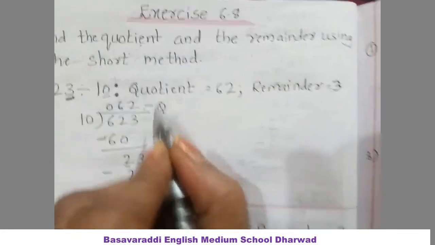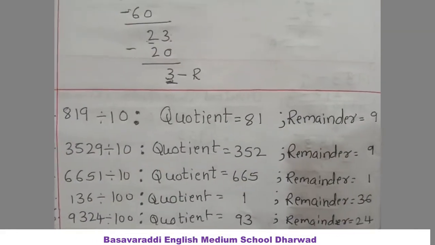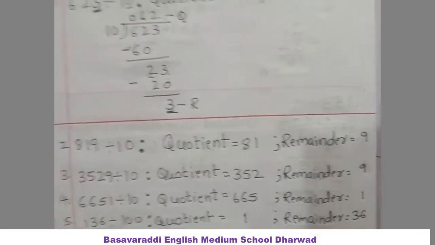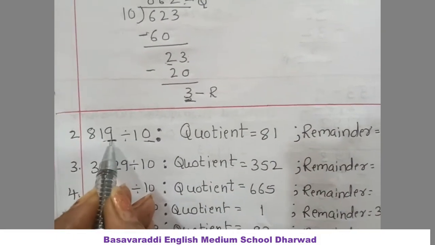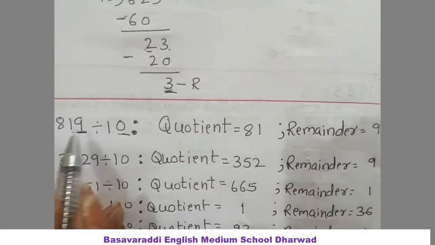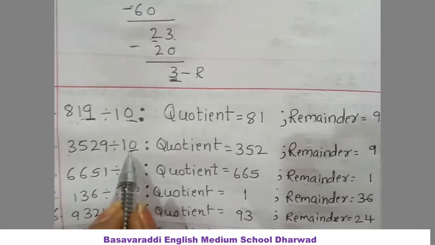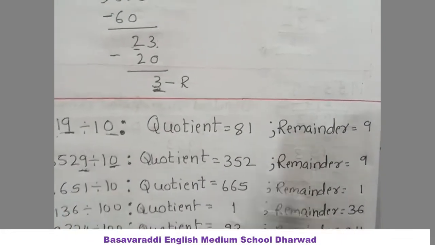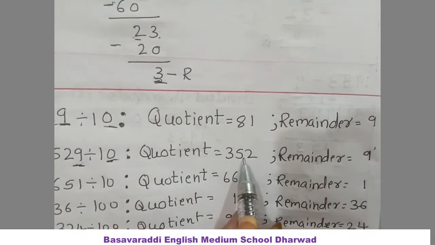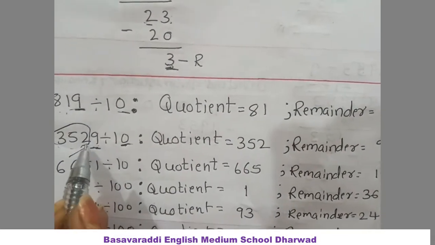Again the same: 819 divided by 10. See, here 1 0 is there. So the 1's place, 9, is the remainder, and the quotient is 81. Same with 3529: the 1's place is 9, so 9 is the remainder, and the other part, 352, is the quotient.